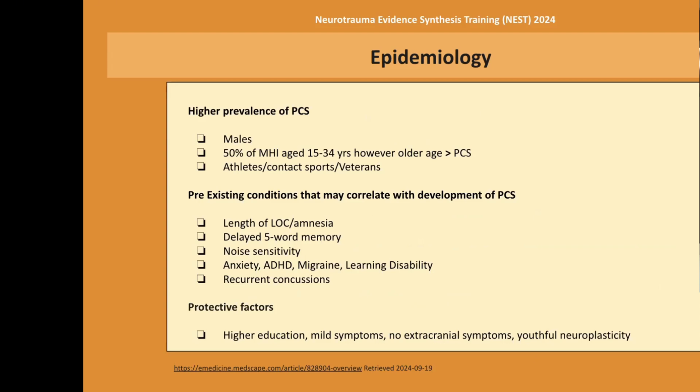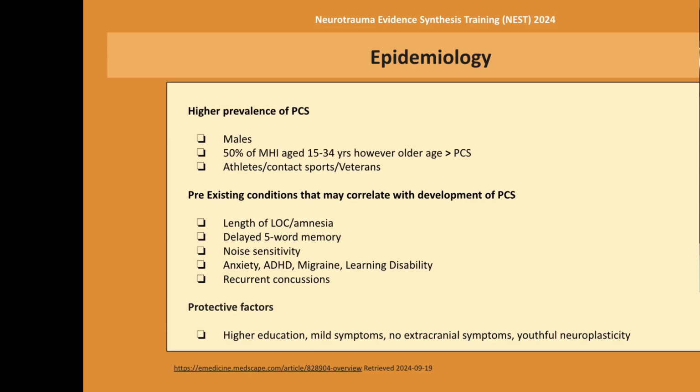In terms of prevalence, I think if you had no research at all, you might assume that head injuries are more prevalent in males due to riskier behavior. And also in youth, 50% are between the ages of 15 and 34 years old. However, older people having brain injuries are more likely to develop a post-concussive syndrome. As a demographic, there's a higher prevalence in athletes, veterans, and contact sports.